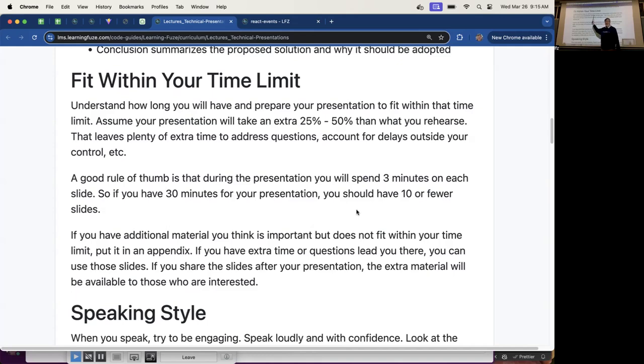It's a good rule of thumb that maybe a quarter of the time, I've seen it up to half of the time, is taken up by questions from the audience, depending on what you're doing, especially if you're presenting a challenge or a proposal for a solution. There will be lots of questions, and so you need to prepare for that.